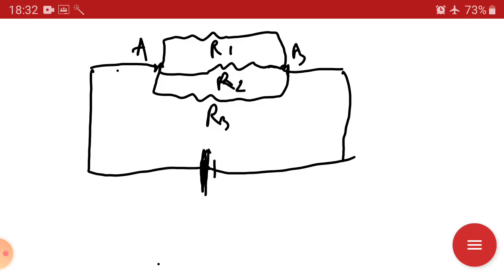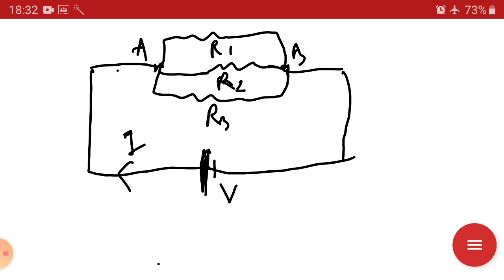Okay, so now the current will flow. The direction of current, that is the conventional direction, will flow from positive to negative. So this will be the direction of current, let's say. Suppose current I is flowing in the circuit, and the source voltage, let's say, is V.